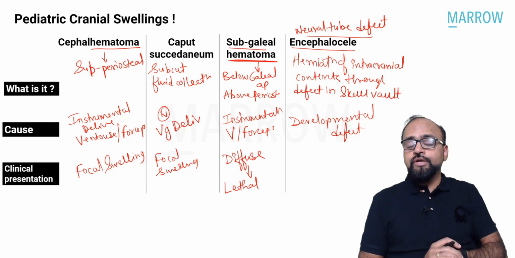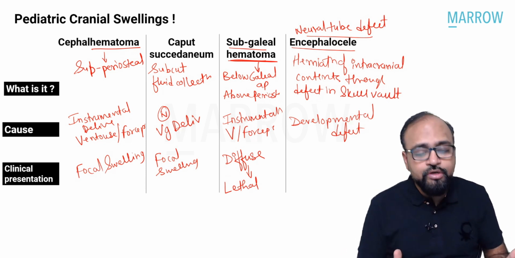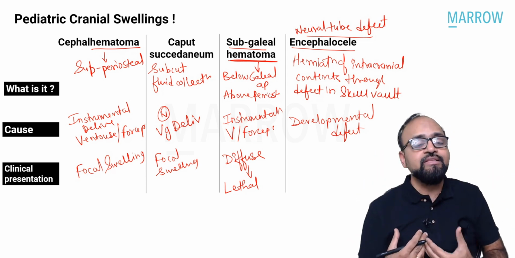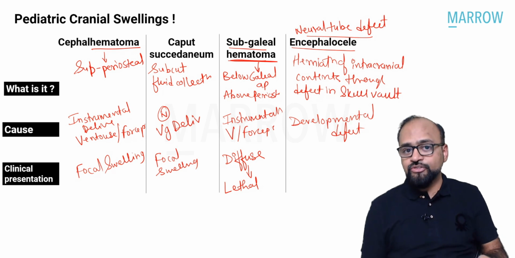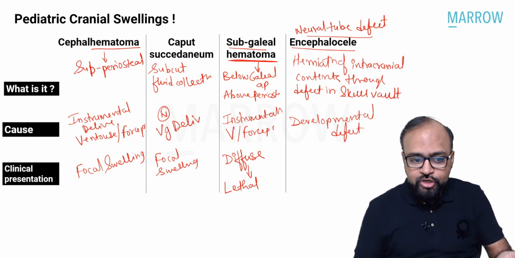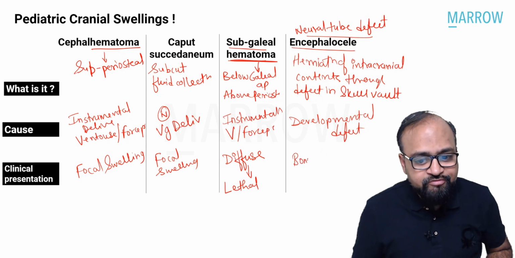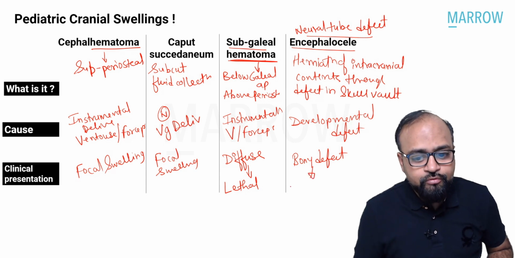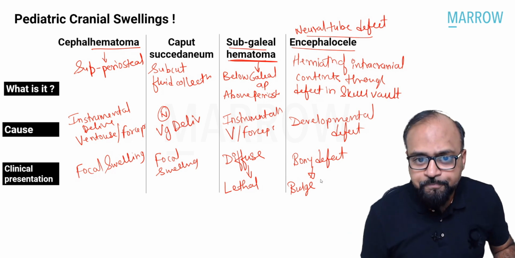Why is it so? It is because of this large potential space in which a lot of bleeding can occur. It can extend to the neck areas, and this can lead to hypotension, tachycardia, pallor, and all these vascular or hemodynamic complications. Encephalocele usually presents with a bony defect in the underlying skull wall and something bulging out of it. So this is what an encephalocele is.